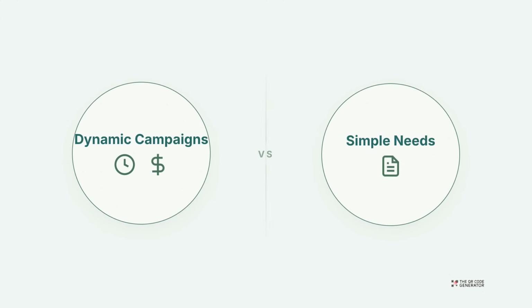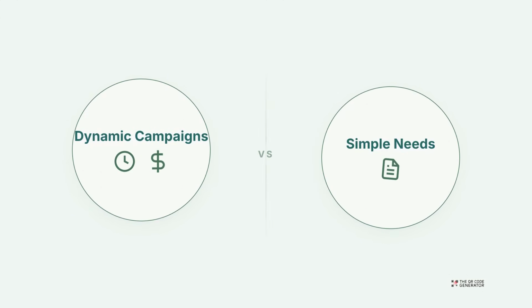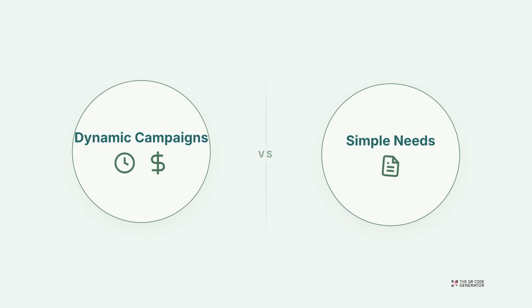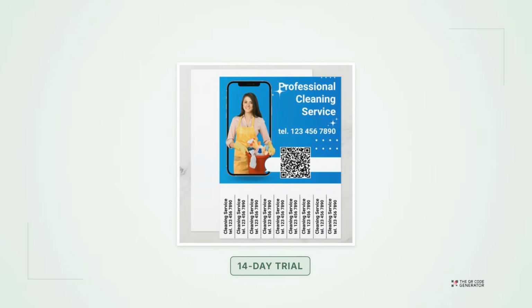Here's where most people get this wrong. They pick a QR code tool built for dynamic campaigns, trial periods, subscriptions, editable links, when all they actually need is a code that points to one thing: forever. That mismatch costs you two ways.